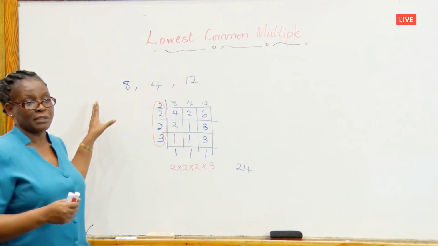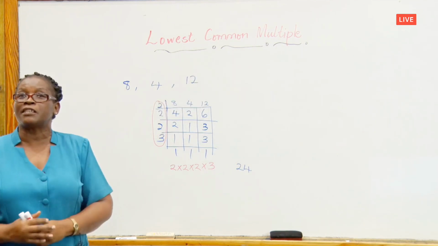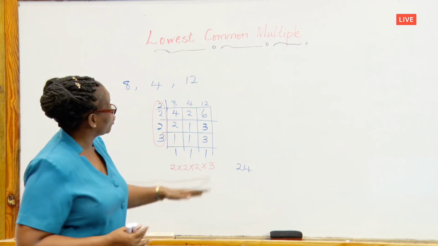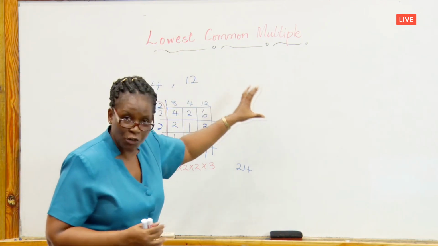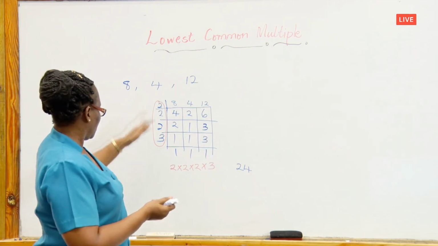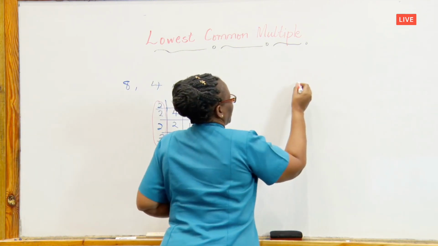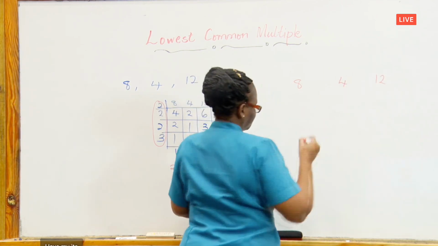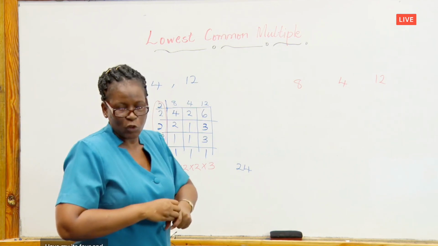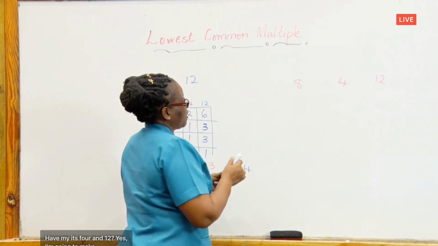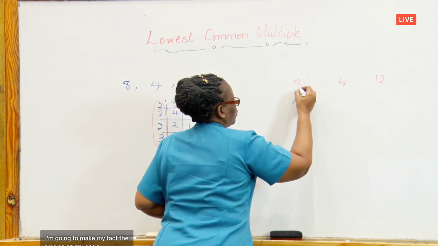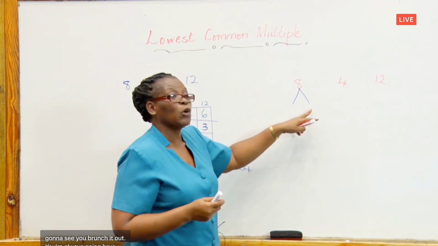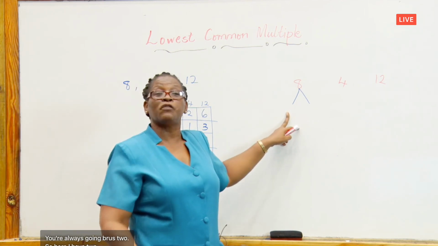So we are going to make a factor tree for each of these. We are going to use these same numbers. Let's see if we'll get the same answer when we do it by any method. So we are going to use a factor tree to find our prime factorization for each of these. So here I have my 8, 4, and 12. I'm going to make my factor tree. So on my factor tree, I normally say you branch it out. You always go in branches of 2.